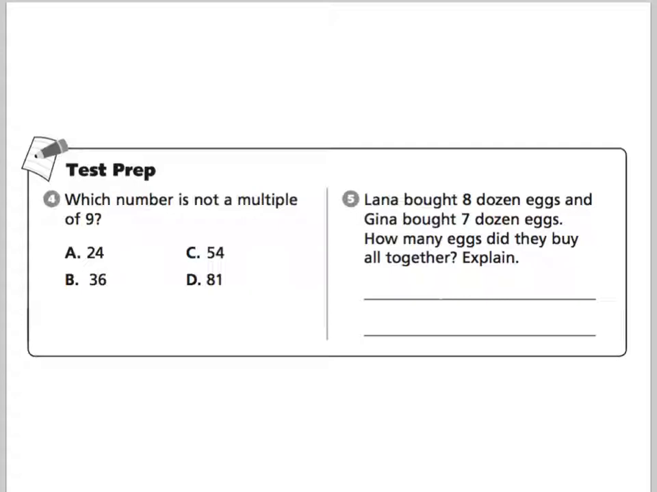Let's move on to the test prep. Number 4 asks about multiples of 9, so we need to figure out which one is not a multiple of 9. There's a couple of ways that we can do this. We can list the multiples of 9 until we get to the highest number, or we can think about which number is evenly divided by 9. So let's start by first listing.